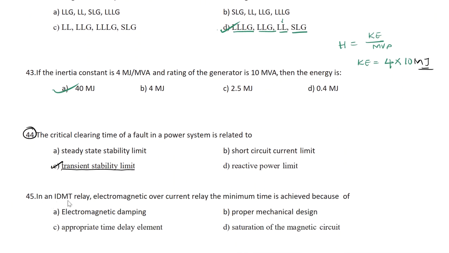Next one, the 45th question. In an IDMT, what is IDMT? Inverse definite minimum time relay. The electromagnetic overcurrent relay with a minimum time is achieved because of, minimum time means there are two settings: the first one is the plug setting multiplier and the second one is the time setting multiplier. We adjust the time with the help of TSM, an appropriate time delay element. So C is the right answer for this question.